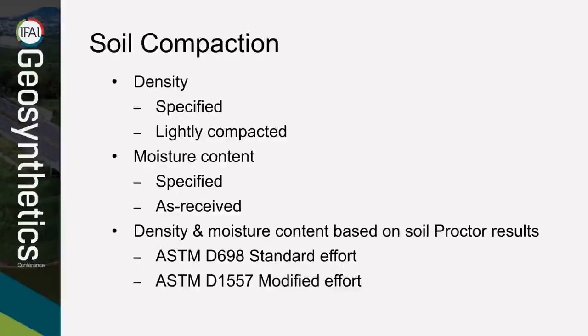If there is a soil layer as part of the interface test, how the soil is to be placed or compacted in the shear box must be specified to replicate how it would be in the field. This could be a specified field target density and moisture content, or the soil can be lightly compacted or tamped into the shear box, typically at the as-received moisture content, if the soil is simply being placed in the field by tracking it in without any specified compaction. Or many times the soil compaction density and moisture content is based on soil proctor test results.